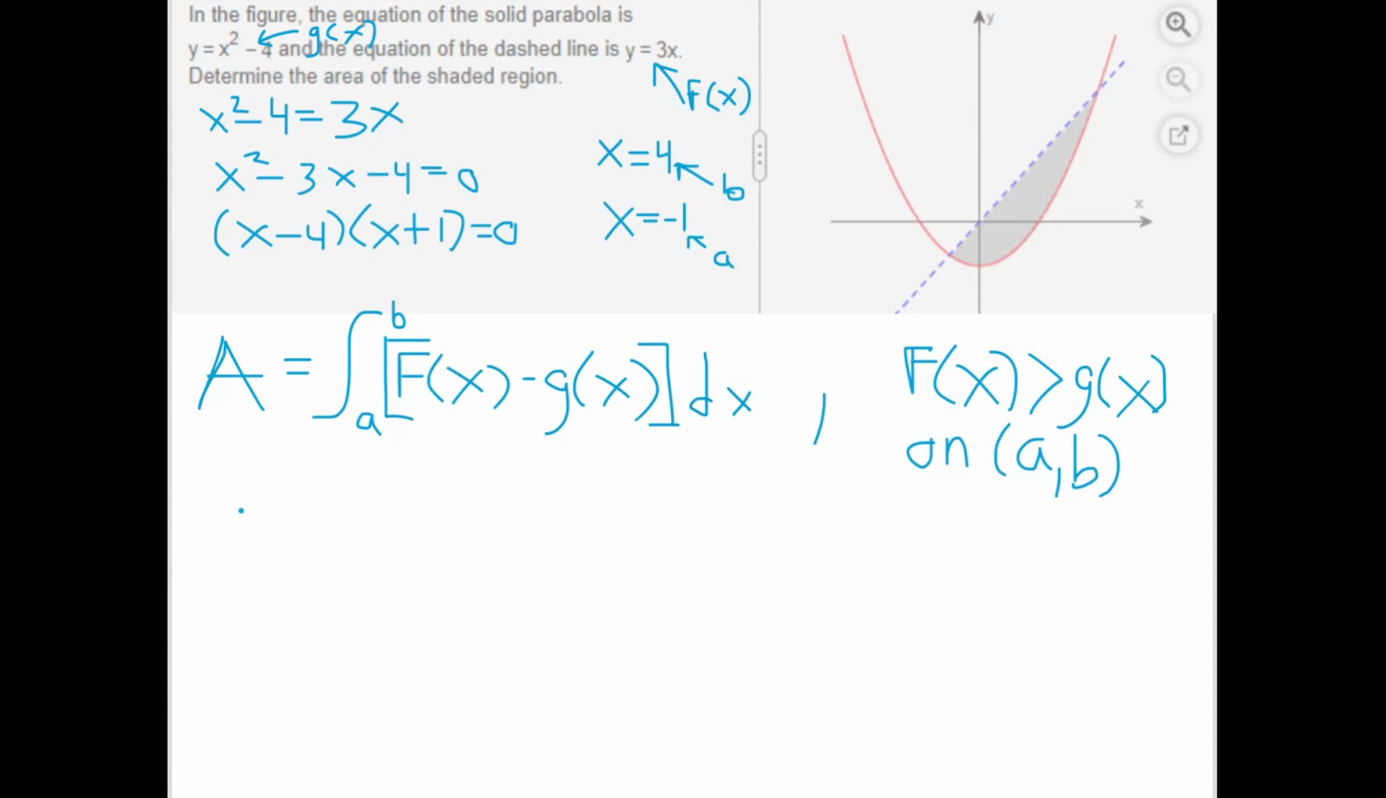Now we have everything we need to plug into our area equation. This is going to equal, we're integrating from -1 to 4, f of x minus g of x. So f of x is 3x. We're subtracting g of x, which is x squared minus 4.